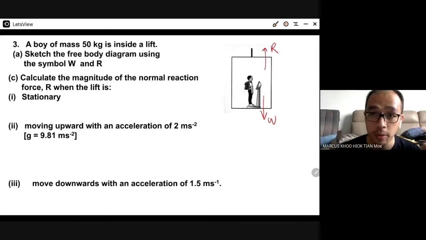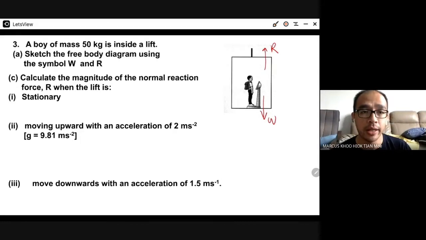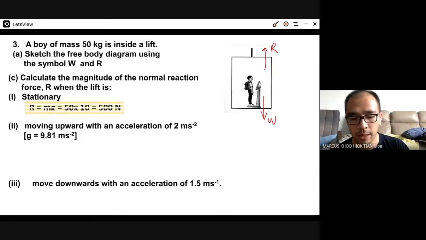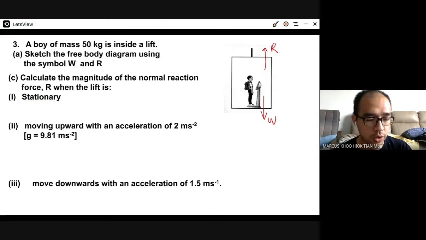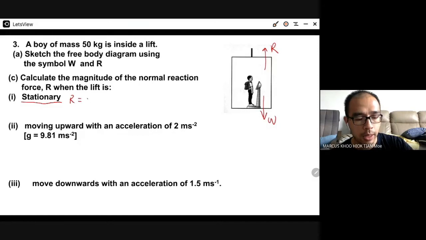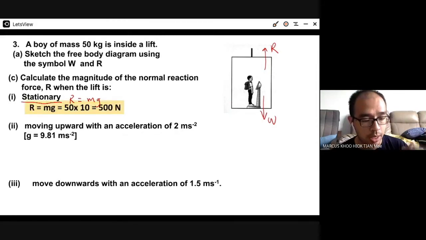R is the normal reaction force, so don't forget that. I'm sure they've drawn it there. Oh no, I already showed it. Calculate the magnitude of the normal reaction R when the lift is stationary. When the lift is stationary, R equals mg. So 50 times, my mistake, this should not be 10, this should be 9.81.